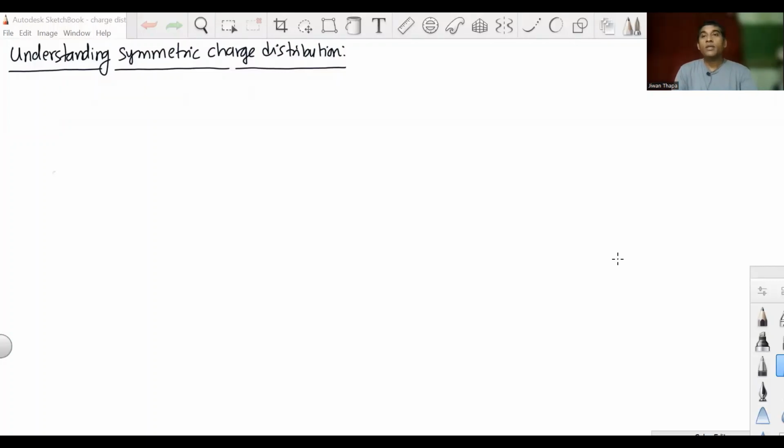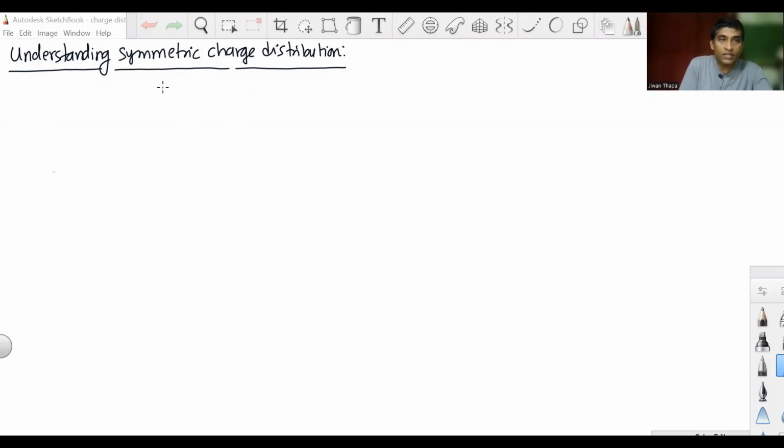Hello everyone. Today we are going to understand the concept of symmetric charge distribution. We use the concept of symmetric charge distribution in discussing the application of Gauss law. And let us discuss Gauss law in brief.